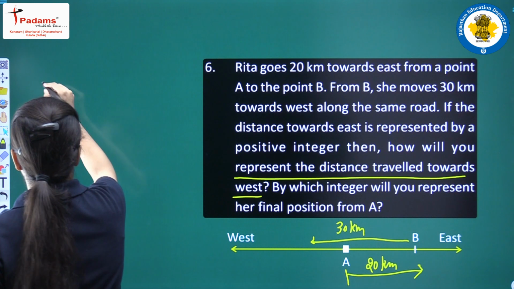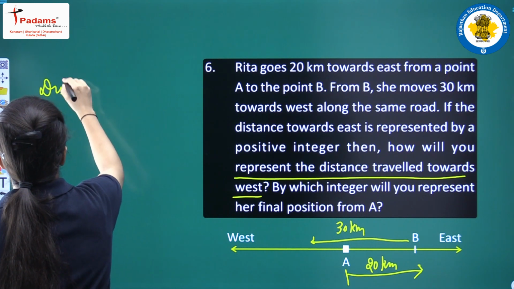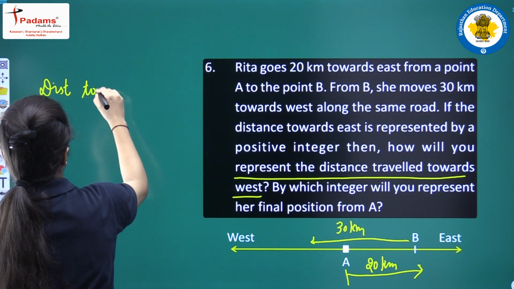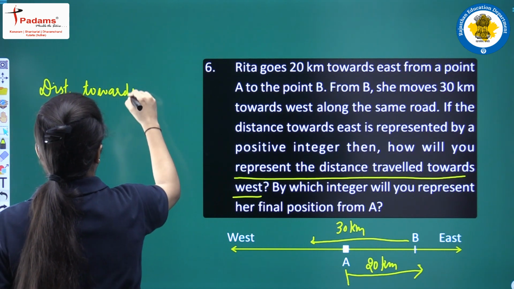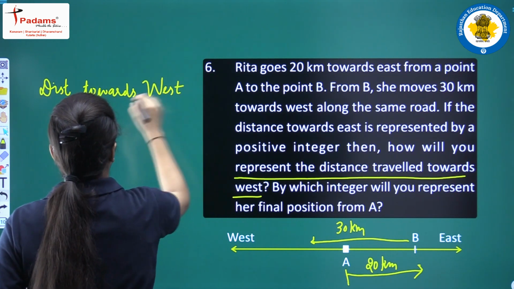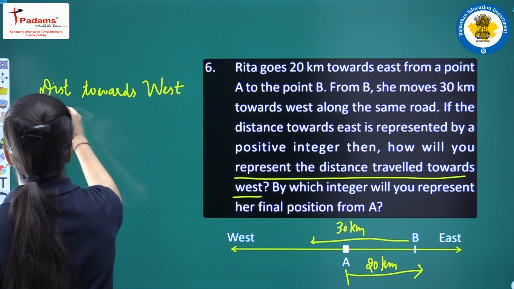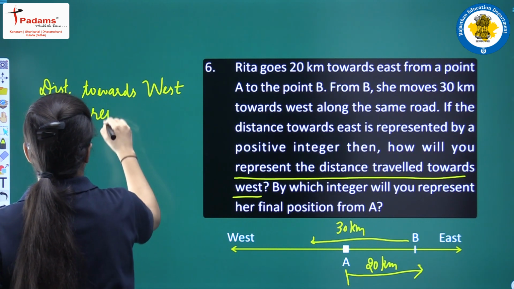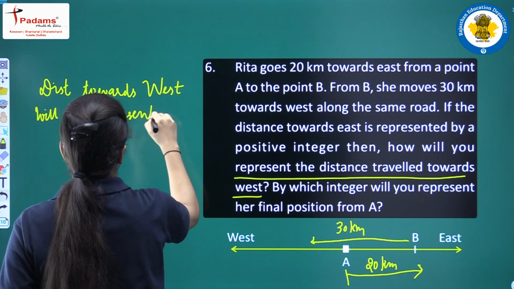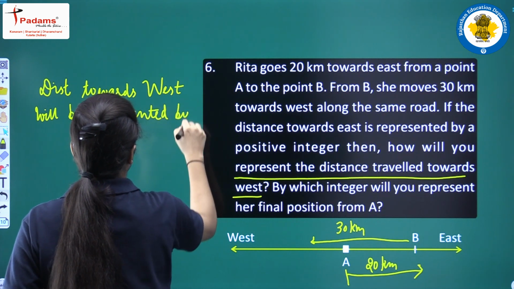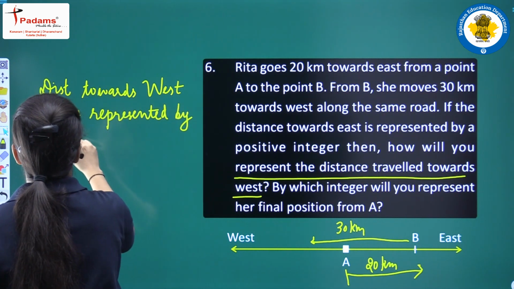Okay, so write here: distance towards west will be represented by a negative integer.